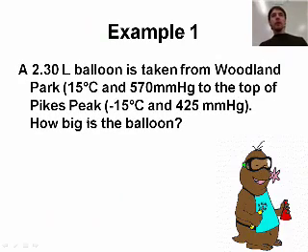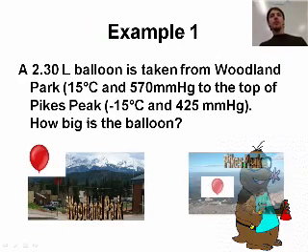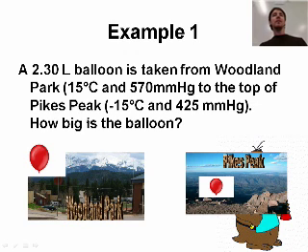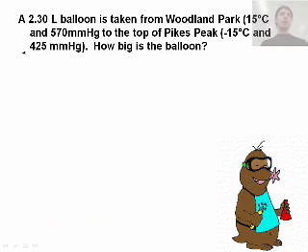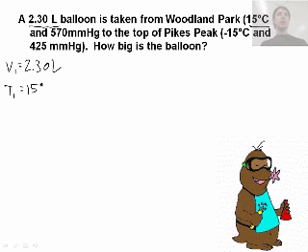Alright, so first we have a 2.3 liter balloon. It's taken from Woodland Park at some conditions, and it's brought to the top of Pikes Peak at some different conditions. All right, so let's go through and identify what we know and what we're going to look for. So here we have a 2.3 liter balloon. That's a volume. That's a V1. 2.30 liters. Woodland Park, 15 degrees Celsius. So that's the temperature, T1. 15 degrees C. And then that's the pressure here. P1 is 570 millimeters of mercury.